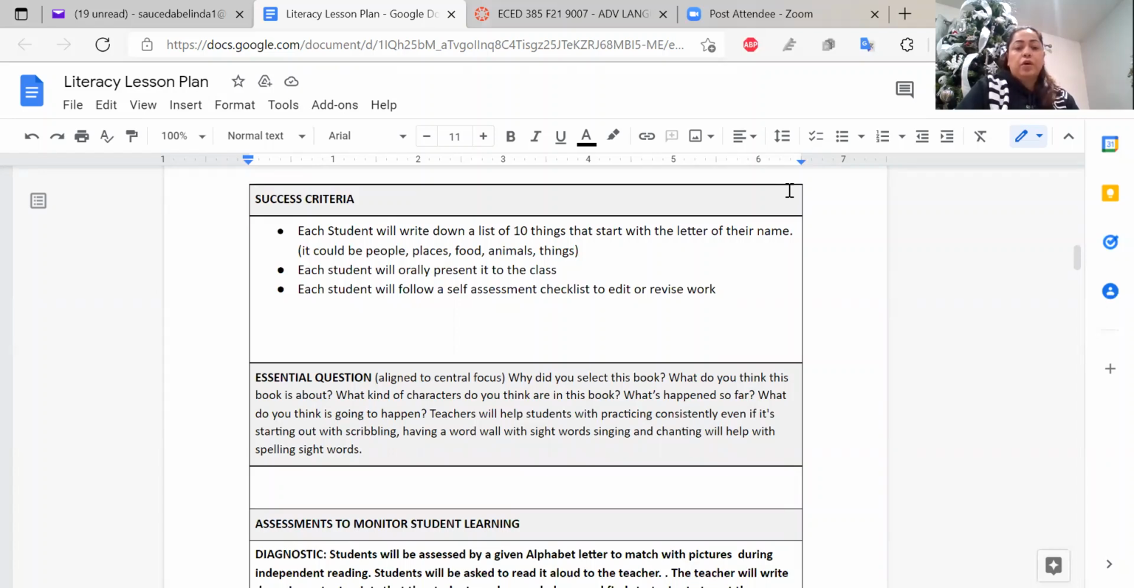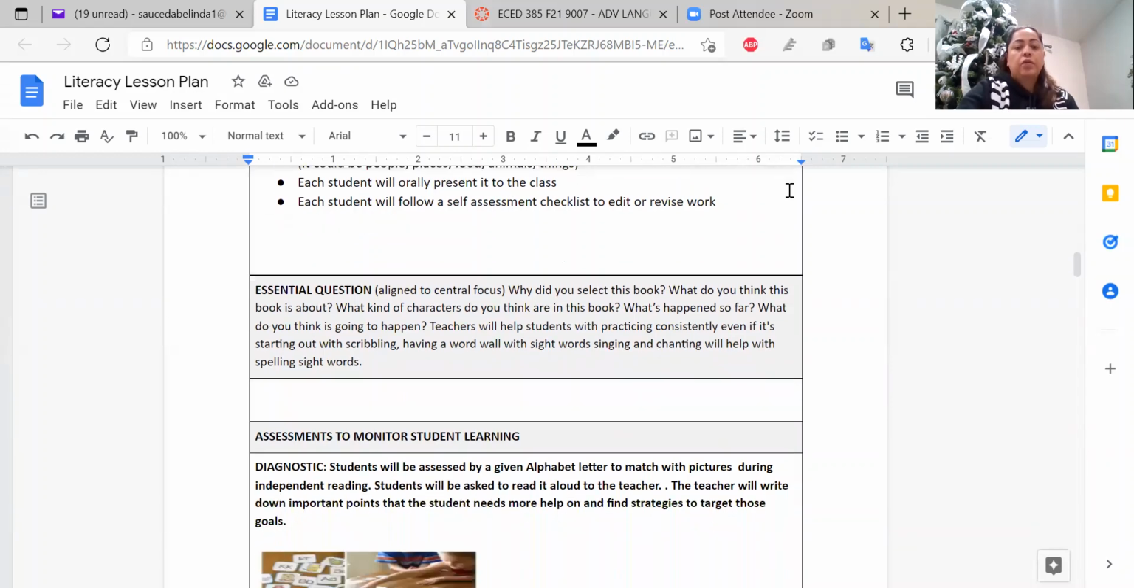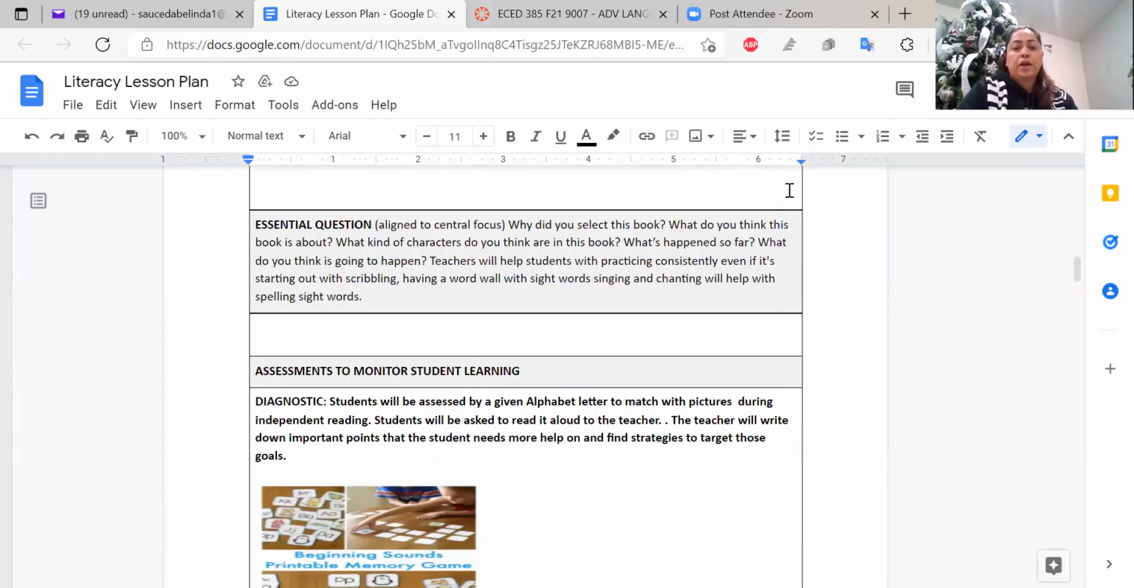Each student will orally present it to the class, and each student will follow a self-assessment checklist to edit or revise their work. Essential questions for this lesson plan would be, why do you select this book? That I would ask the students. What do you think this book is about? What kind of characters do you think are in this book? What happens so far in the story? What do you think is going to happen?